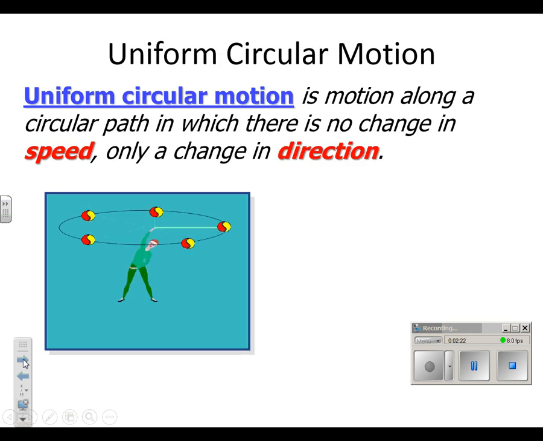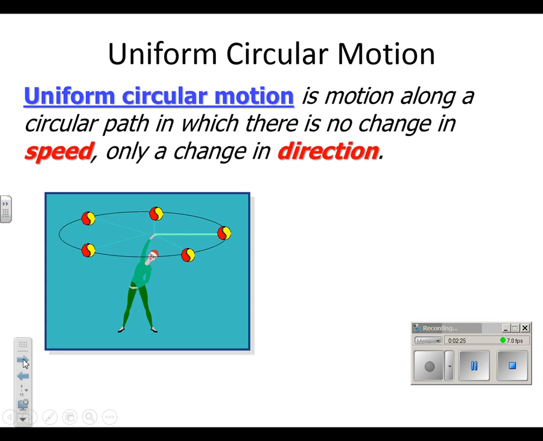So, uniform circular motion. What is that definition? It is motion along a circular path in which there's no change in speed, only a change in direction. Since velocity is speed and direction, we will be able to talk about whether it's accelerating or not, but the speed is going to stay the same.